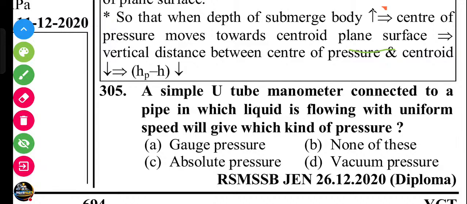Okay. Next question. Question number 305. A simple U-tube manometer connected to a pipe in which liquid is flowing with uniform speed will give which kind of pressure? Gauge pressure, none of these, absolute pressure, or vacuum pressure. It gives the gauge pressure.